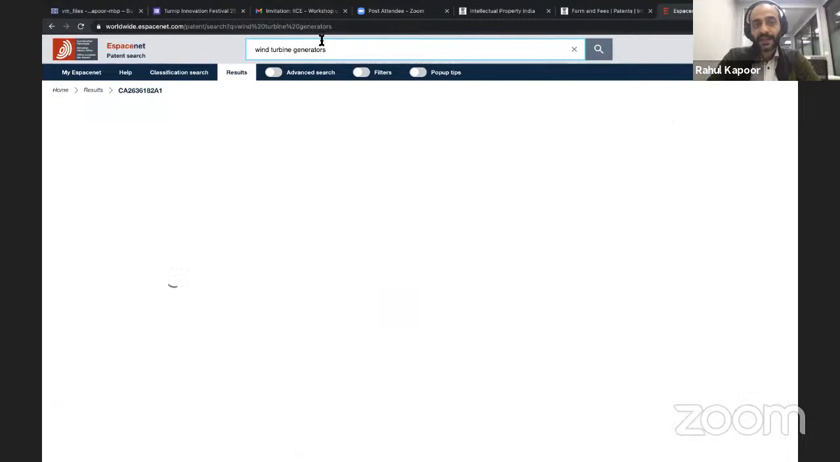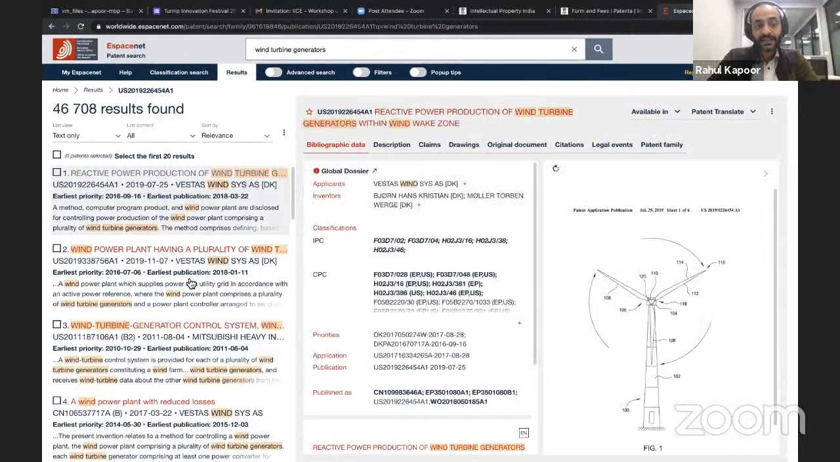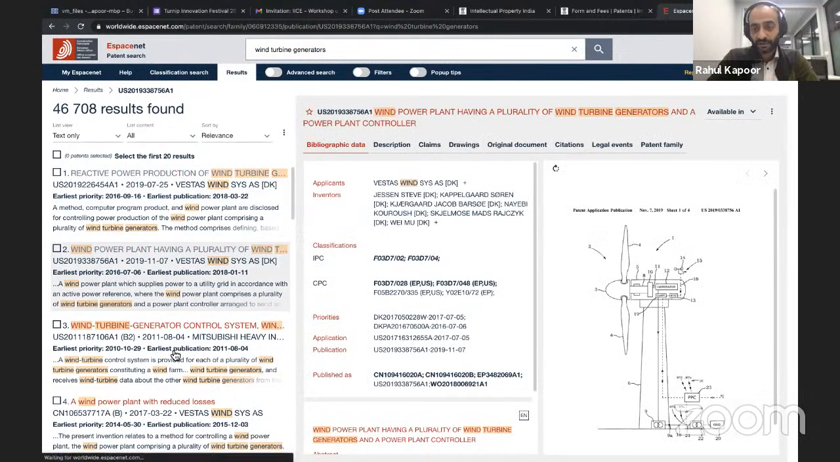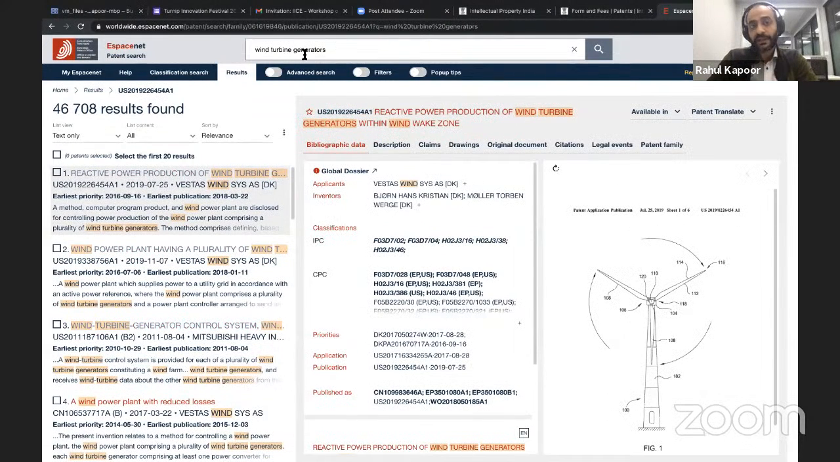So I just typed an extra keyword, generators, and watch how the search became more narrow. This is because, again, this is sorted by relevance. Now it gives generator as a very important part. So now you can see all the patents on the top are related to wind turbine generators. Actually, even 46,000 is a lot, and even wind turbine generator is a very broad field.